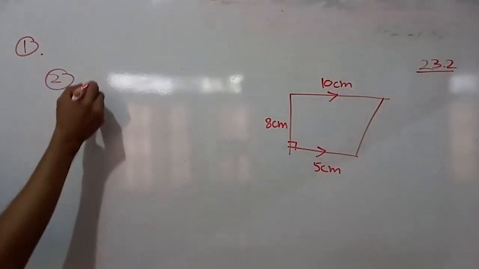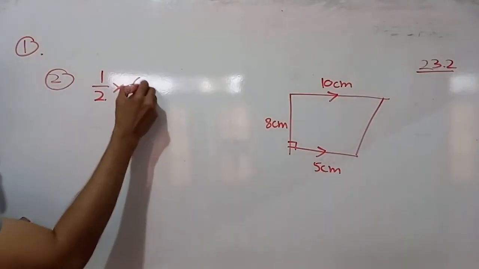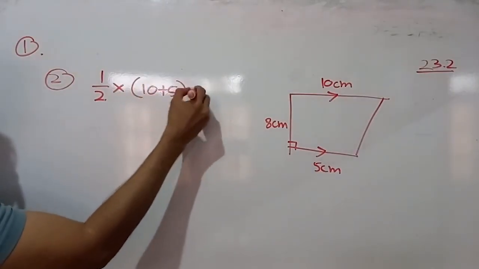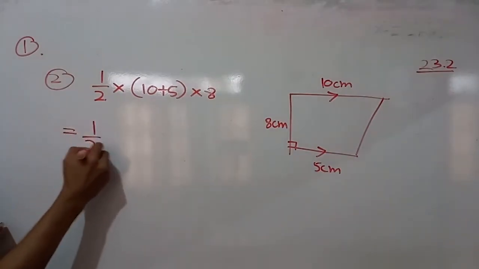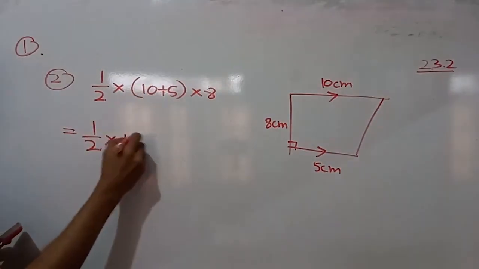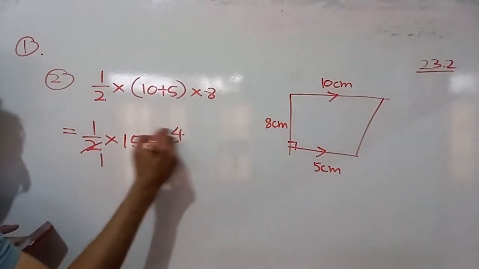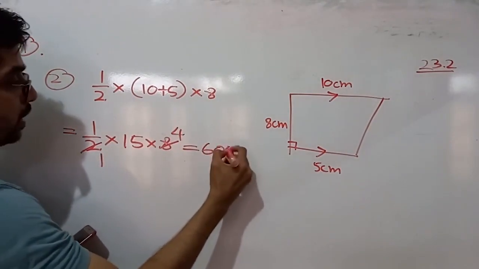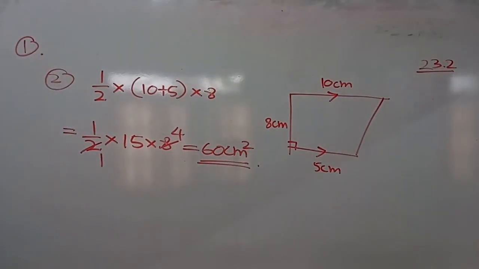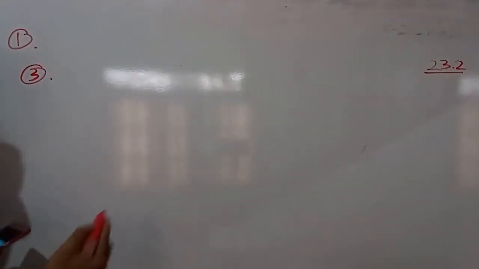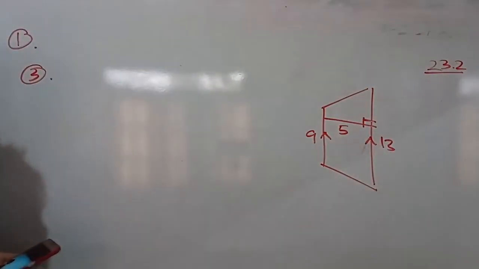So what will be the area? Half into the opposite sides, so that will be 10 plus 5, then multiply that by 8. So equals half multiplied by 10 plus 5, that is 15, then 8. 2 times 1, 2 times 4, 15 times 4, that is 60 square centimeters. So we have something like this. All lengths are in centimeters.